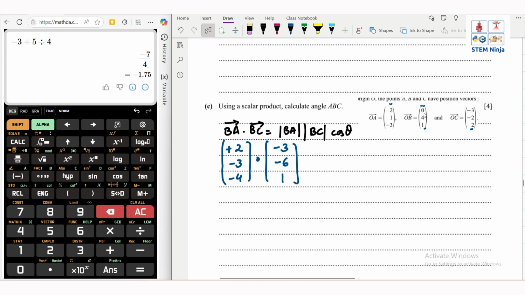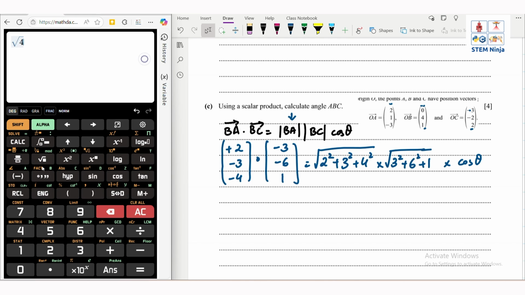Just to check, BA is A minus B. 2 minus 3 minus 4, minus 3 minus 2 minus 4, and 2 minus 1. All right. Now the length BA would be the square root of 2 squared plus 3 squared plus 4 squared, times by the square root of 3 squared plus 6 squared plus 1, times by cos of theta.